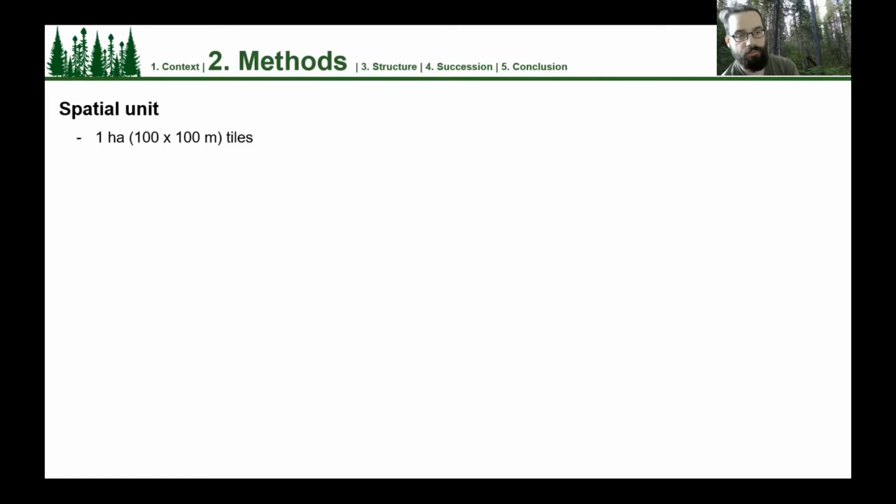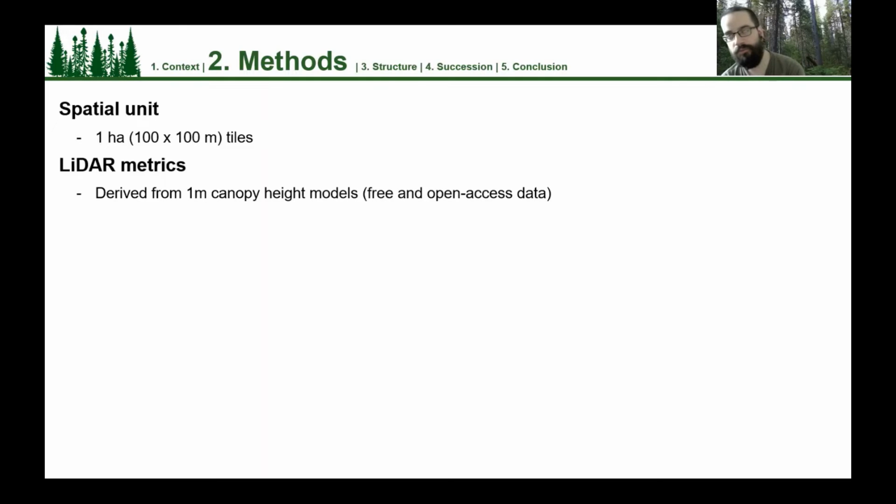First, we use a spatial unit of 1 hectare. And for the metrics, we use the canopy height model rather than the raw LiDAR point clouds. It was because canopy height models are free and open access, so it's easier to spread the methodology on a larger scale. In addition, we considered that if canopy height models were already processed enough to identify this diversity of forests, it was unnecessary to use heavier and costlier data.